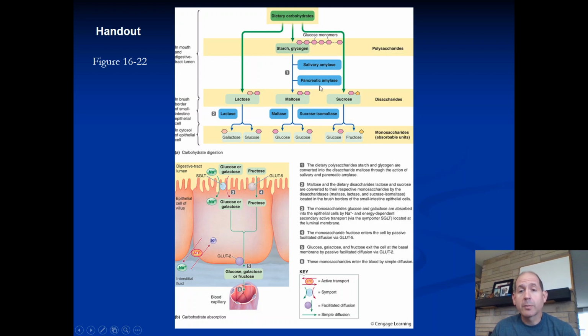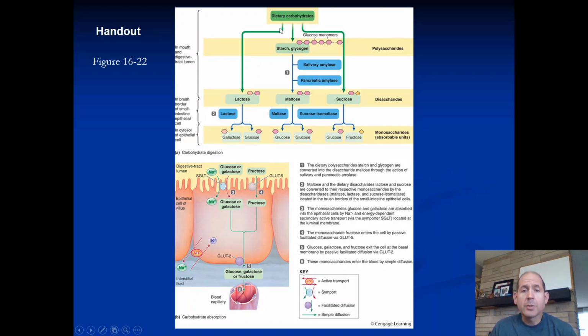These polysaccharides are broken down by amylase. Amylase, so named because some of the principal starches it breaks down are amylose and amylopectin. So we secrete amylase from both salivary glands, so we can start starch digestion in the mouth, and it continues in the duodenum where we release pancreatic amylase. So starch is broken down into the disaccharide maltose.